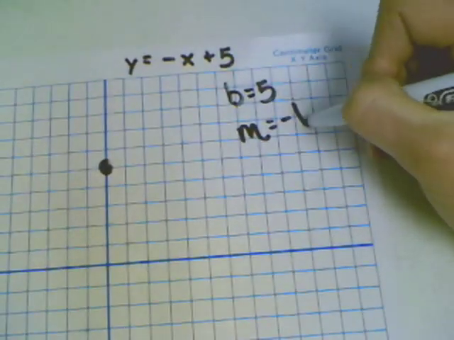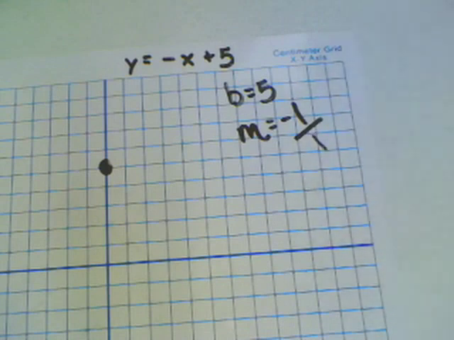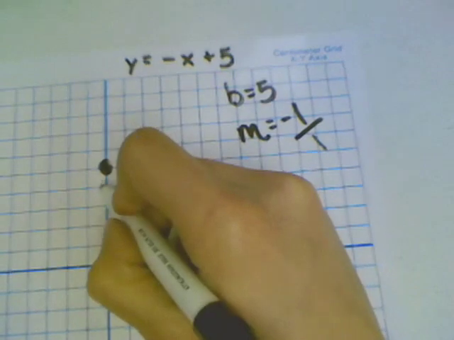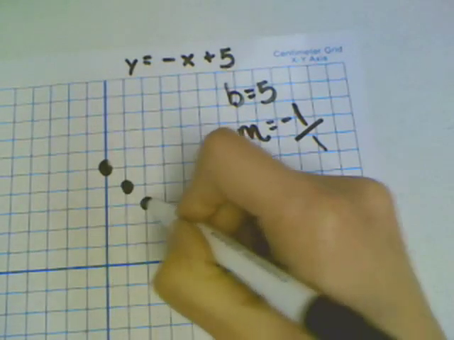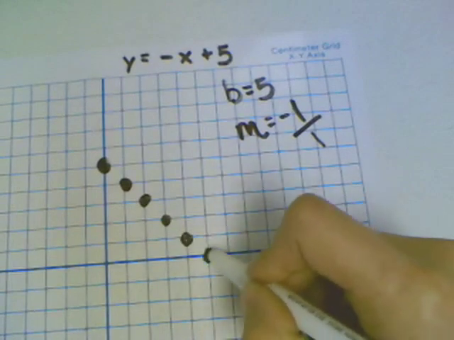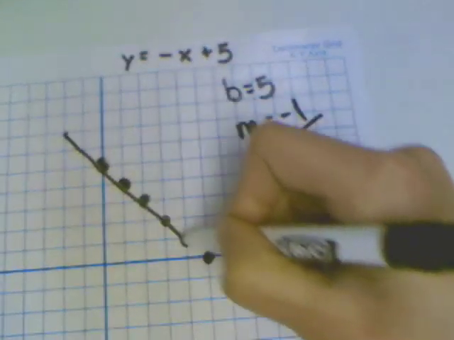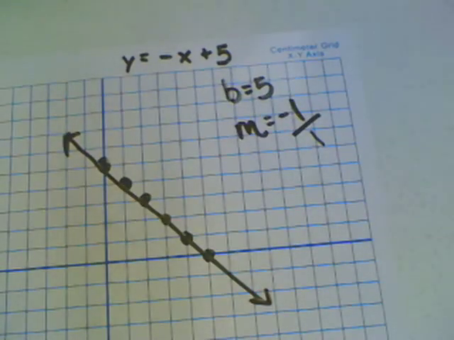I also know that the slope here is negative 1. If I make the slope a fraction, I can use rise over run to find another point. So from this point, I'm going to go down 1 over 1, down 1 over 1, down 1 over 1. All of these are points on this line. When I connect them with a solid line, there's the graph of the line.